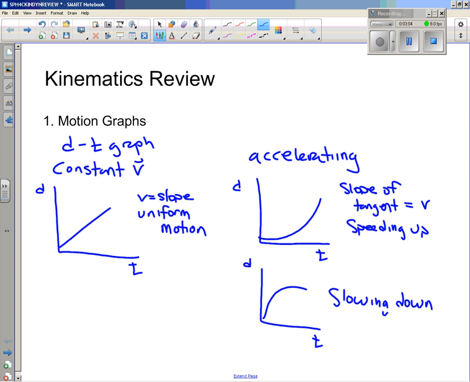Again, the area really doesn't give you anything, so we're not gonna go over how to find the area. Just like the constant velocity graph can also be called uniform motion, the accelerating graph or accelerated motion is also referred to as non-uniform motion. I think that's all we need to say about DT graphs. So we better move on to the VT graphs.